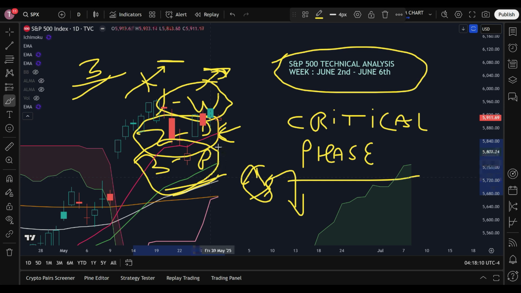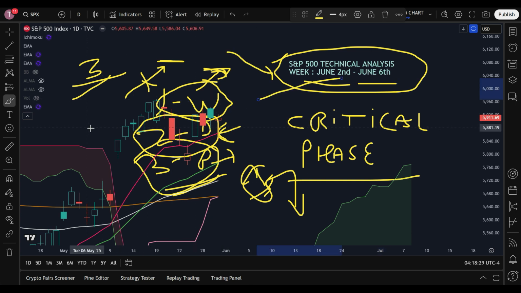Third and the last part is the probable movement of the S&P 500 from June 2nd, which is Monday, through June 6th, that will be Friday. So I will tell you how the S&P 500 is going to behave, whether there will be a bullish movement, bearish movement, or first bullish then bearish, or bearish then bullish, etc. I will discuss these conditions.